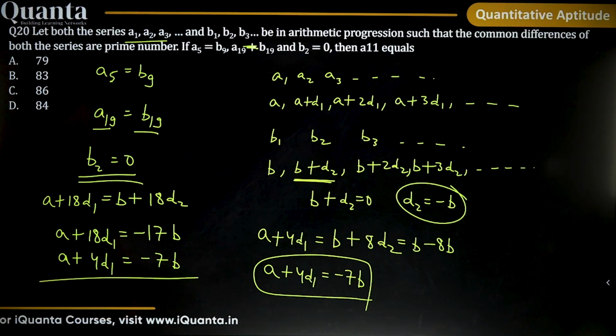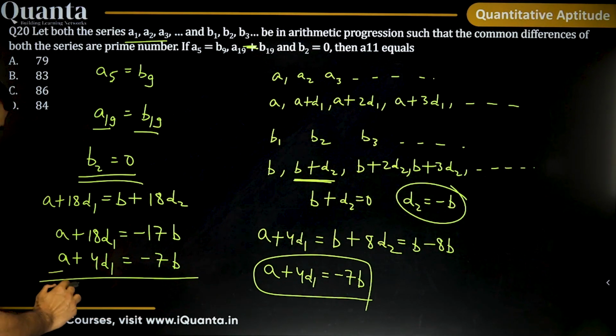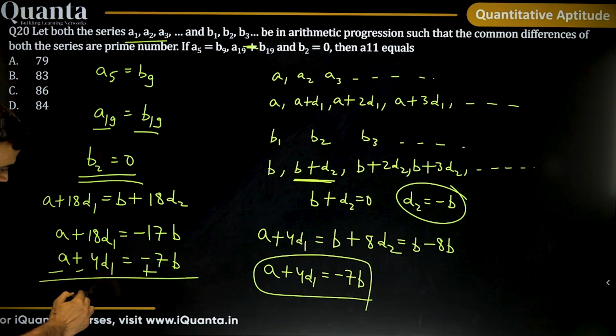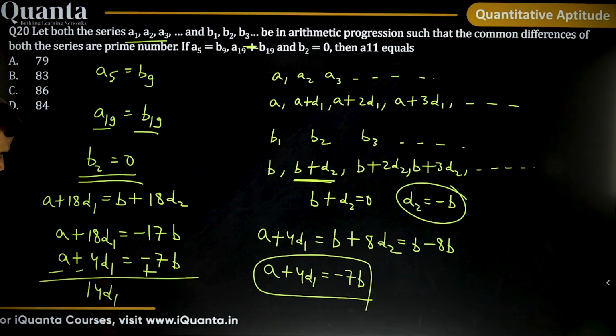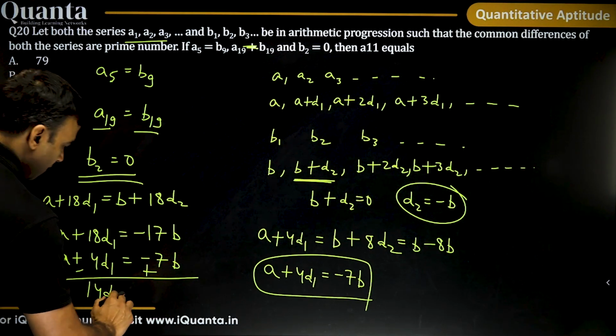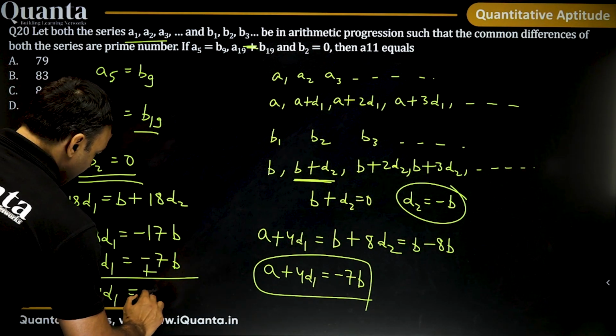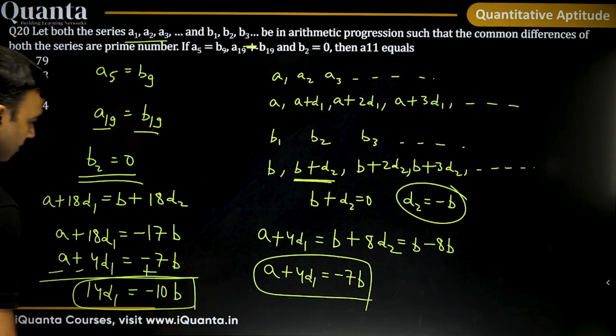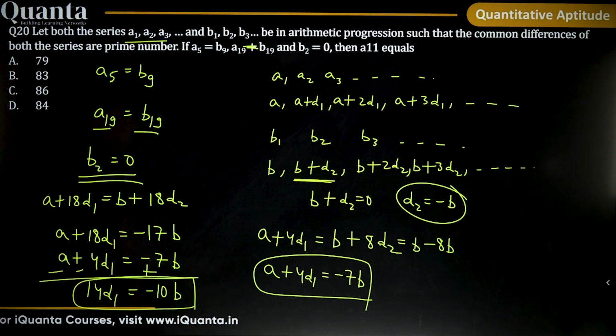So what we should do is we should simply subtract. So if we subtract, A and A cancel, we have 14D1 is equal to 17 minus 7, minus 10B. 14D1 is equal to minus 10B. So what can be done? So D1 has to be 5 or 2. That's the only possibility. Why?